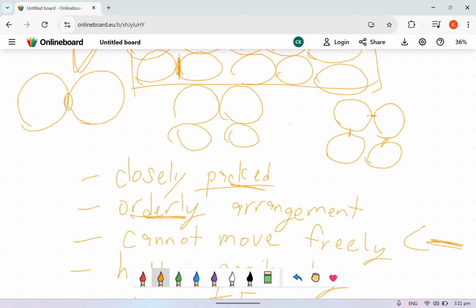But they still vibrate sort of. Although they cannot move freely, they sort of vibrate in their fixed position. So they're like trying to break apart, but they can't.